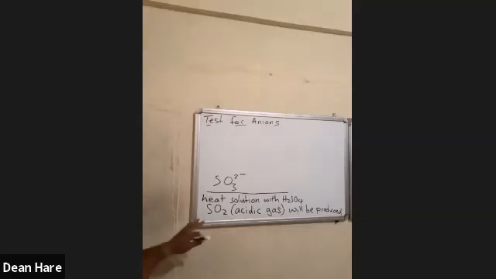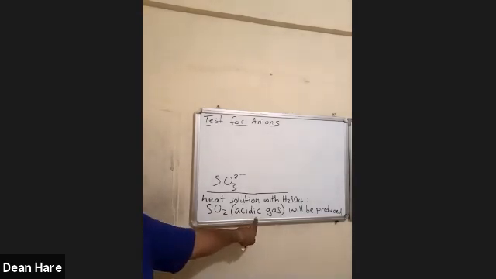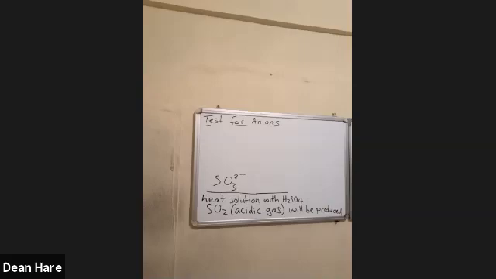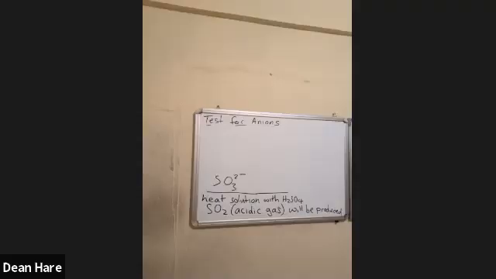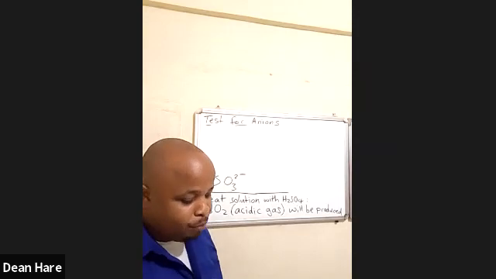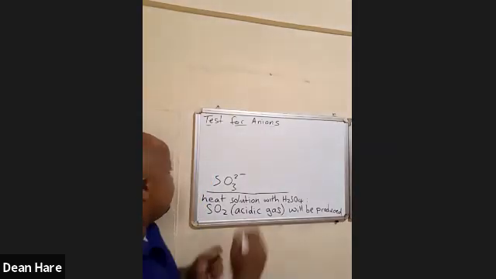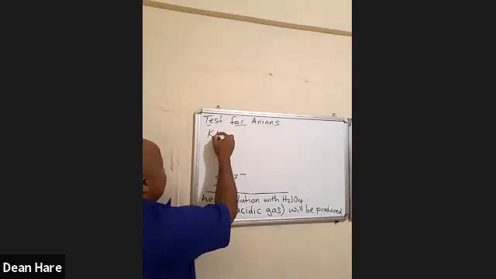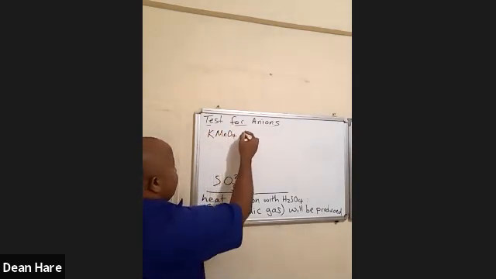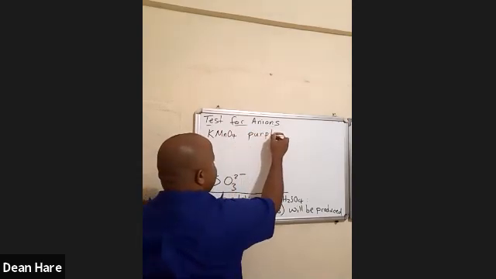So after sulfate, sulfite. Now, since this is an acidic gas, normally we would use litmus paper for this one. We can confirm it. What they use to confirm it is potassium permanganate or potassium dichromate. Now, if you are using KMnO4, it will change from purple to colorless.